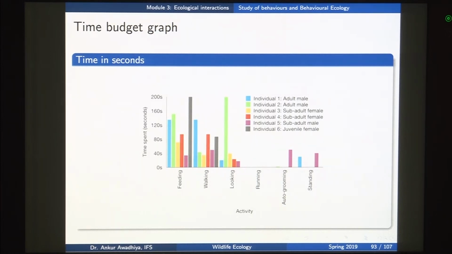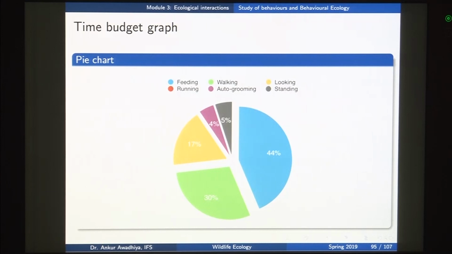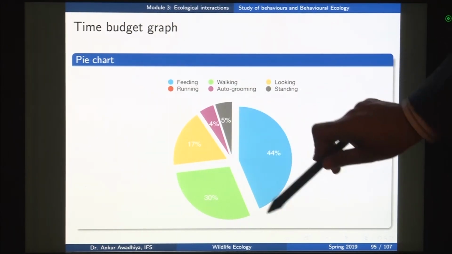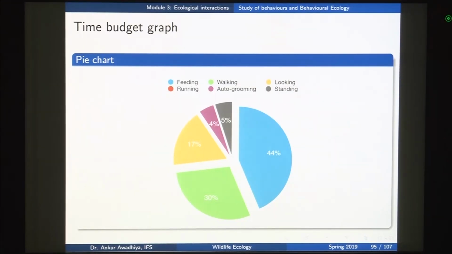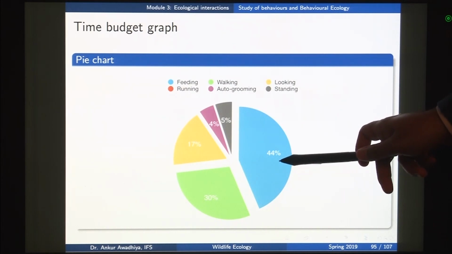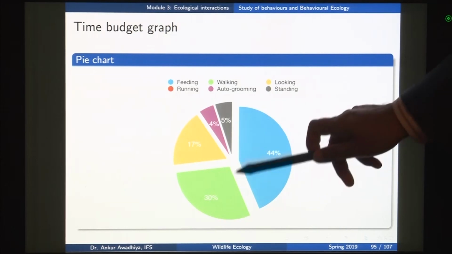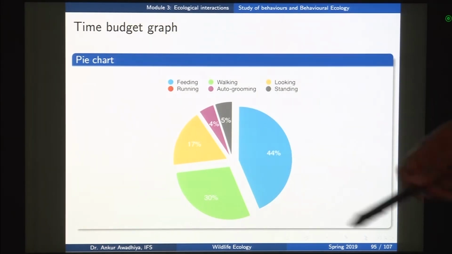This graph can be in terms of seconds or in terms of percentages or in terms of a pie chart. Here what we are observing is that feeding is the most dominant behavior shown in this particular group. As much as 44% of time was spent on feeding and 30% of time was spent on walking, which might be a behavior correlated with feeding, because the animal has fed on grasses somewhere and then it moves on, then feeds again, then moves on, and so on. And then it spent as much as 17% of time looking around.